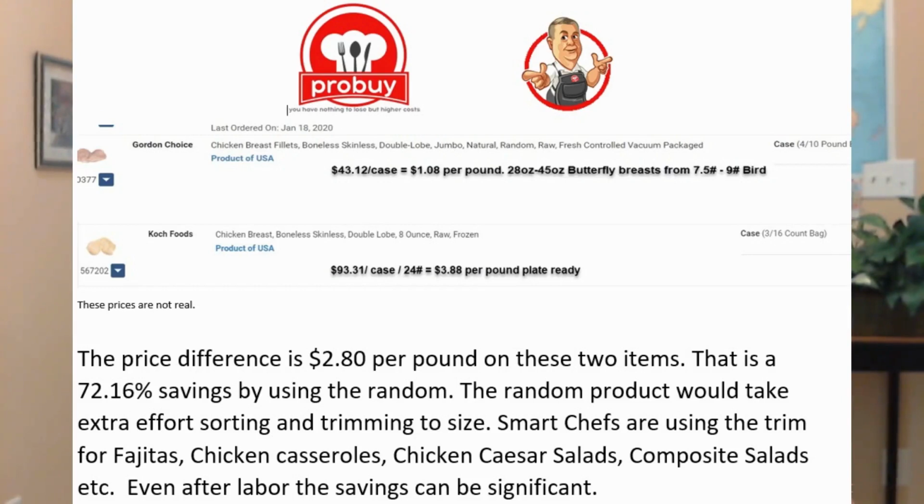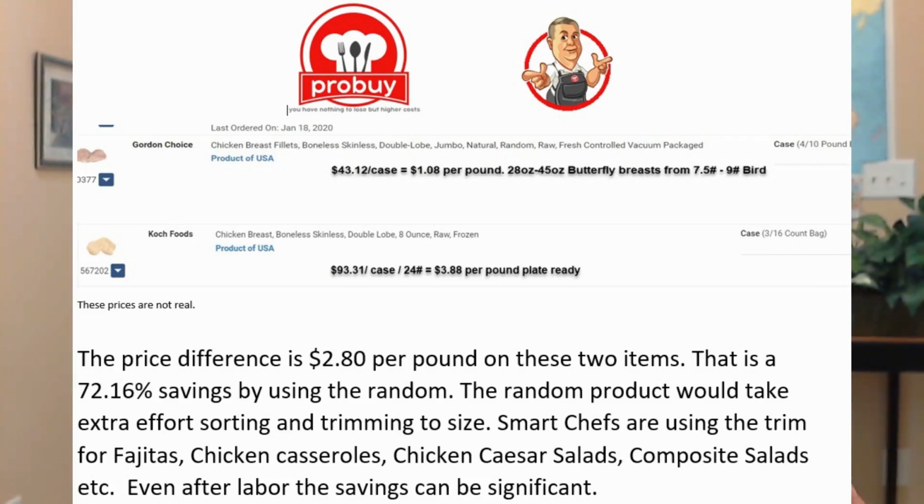Here we are, and Gordon has a product that's a choice double lobe, natural random, fresh, vacuum-packed product. It's a 4 10-pounder. So the case costs $43.12, which comes out to $1.08 a pound, because it's a 40-pound case.